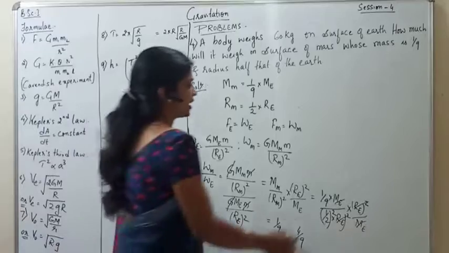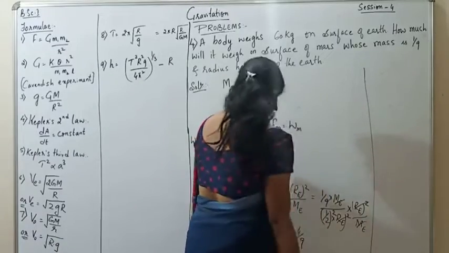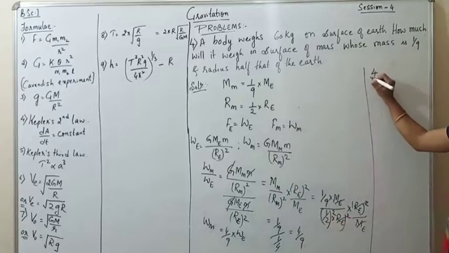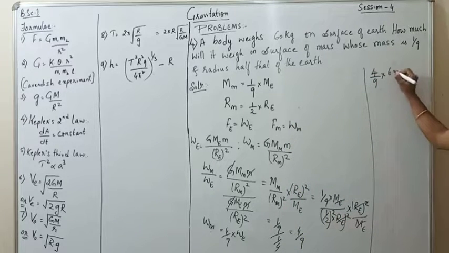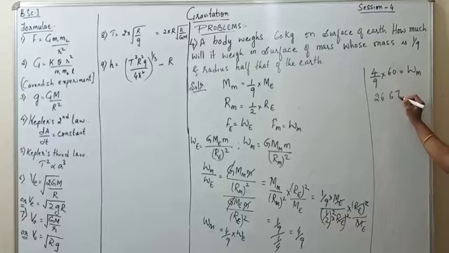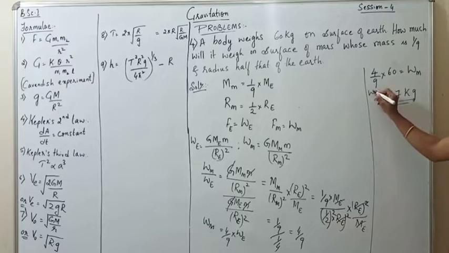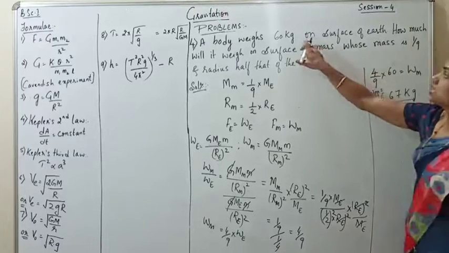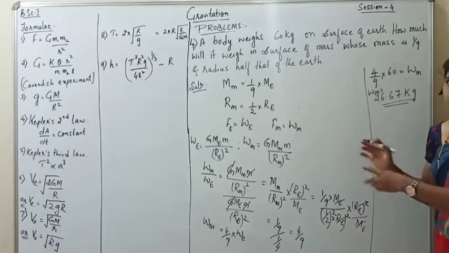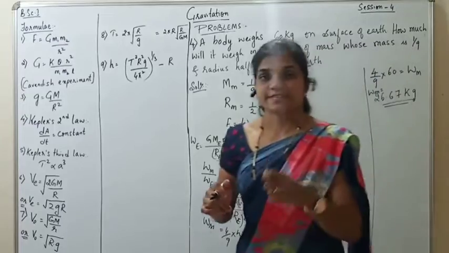So if I calculate that, I will get 4/9 into 60. This is the weight on Mars. If I calculate this, it comes around 26.67 kg. So this is the weight on Mars of the body whose weight was 60 kg on the surface of the Earth. So this is our fourth problem. Let's move on to the fifth one.